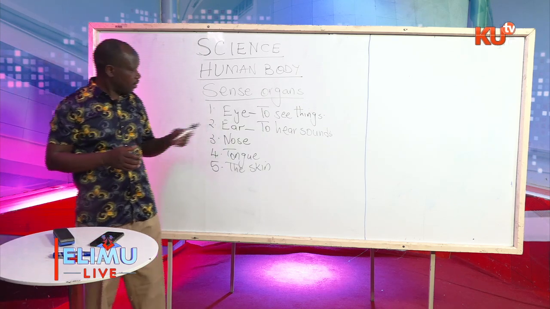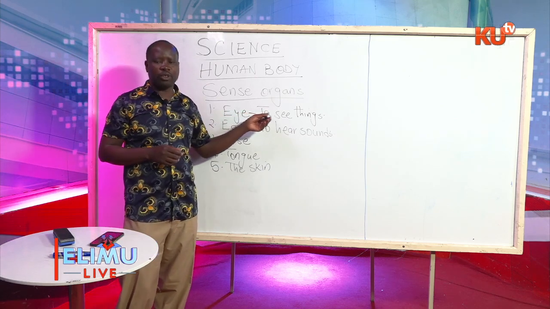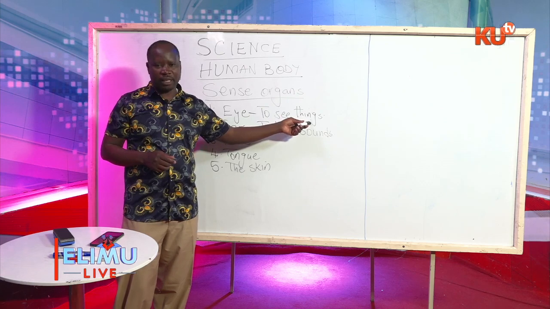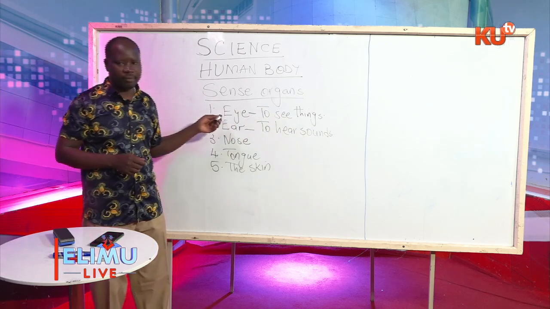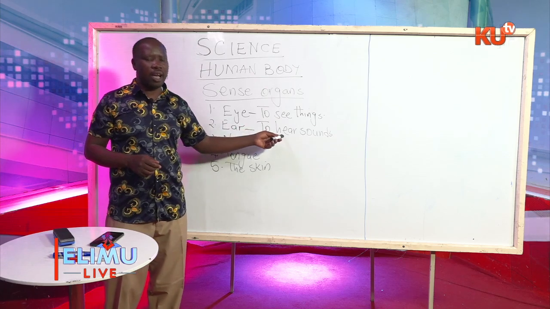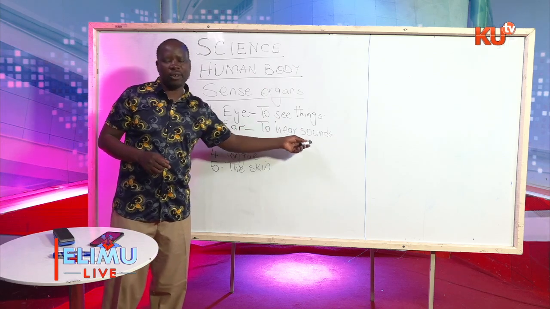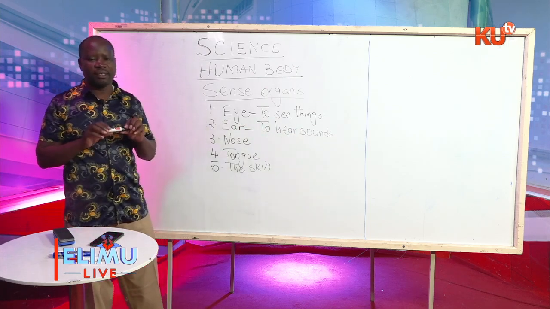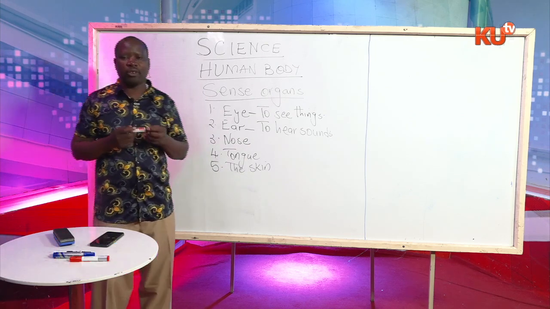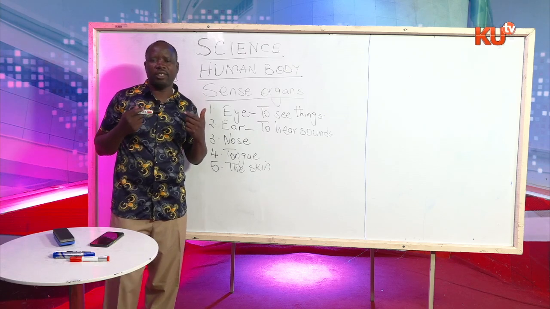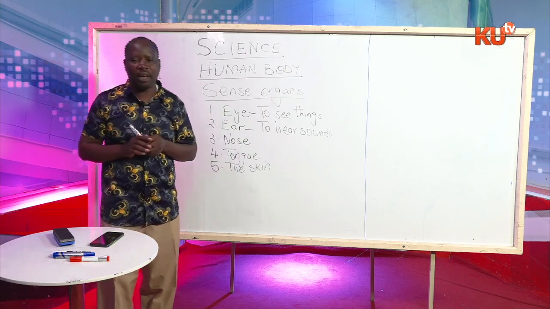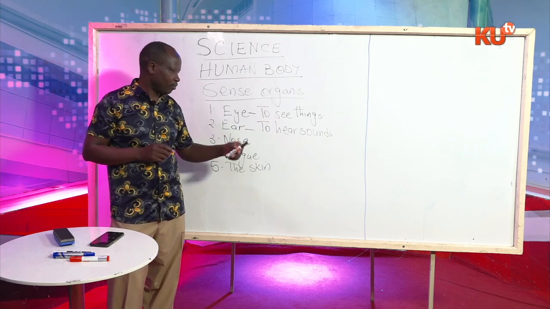around you. So you can see the eye helps us to see anything around us. That's the function of the eye. The ear helps us to hear or to get the sounds that are around us. Like the way I'm talking, you get my voice, you get my sound because you have ears and you can use your ears to hear.